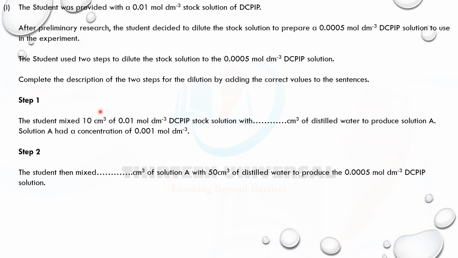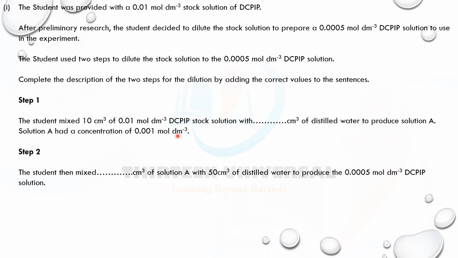Complete the description of the 2 steps for the dilution by adding the correct values to the stated sentences. Step 1. The student mixed 10 cm cube of 0.01 mole per dm cube of DCPIP stock solution with blank cm cube of distilled water, because you are diluting, you're going to be adding water, to produce solution A. Solution A had a concentration of 0.001.